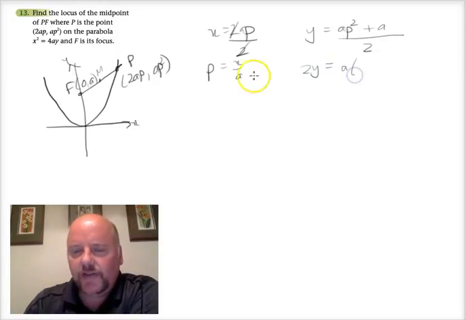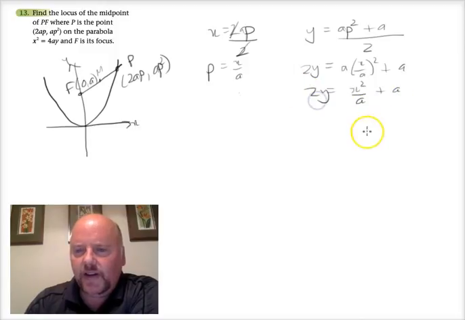So it's a times p squared, so it's x on a all squared, plus a. A little bit of expanding, we get x squared on a squared times that a, which just gives you 1 on a there, so that's an a. And then I can multiply through by a. So I get 2ay equals x squared plus a squared.